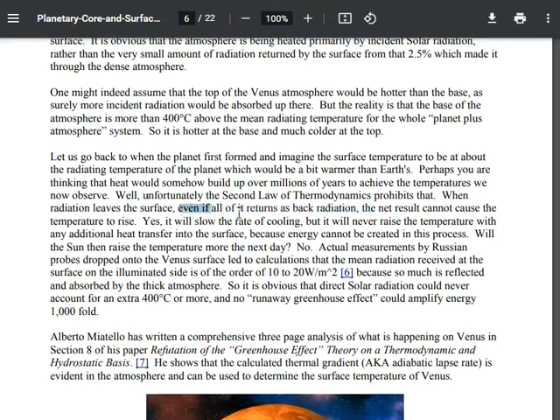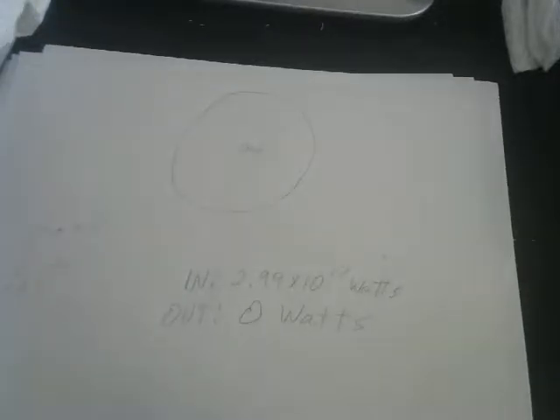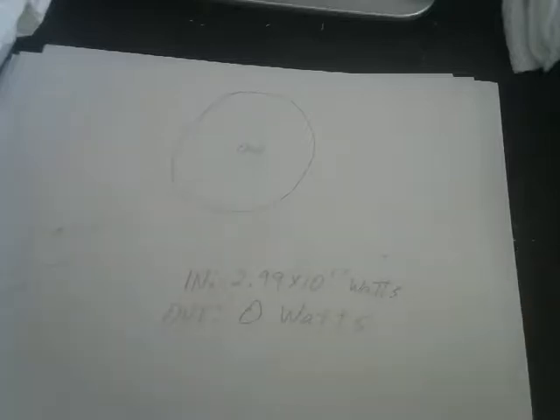And he says even if all of it returns back as back radiation. Okay, so this is all of it. So 100% of the incoming radiation returns as back radiation. All right, so what's that mean? We've got in 3 times 10 to the 17th watts, out 0 watts. Okay, what's going to happen? What's going to happen if you got 3 times 10 to the 17th watts coming into the system? That's joules per second. And we have 0 watts going out. Is that system going to heat? You damn well bet it's going to heat.